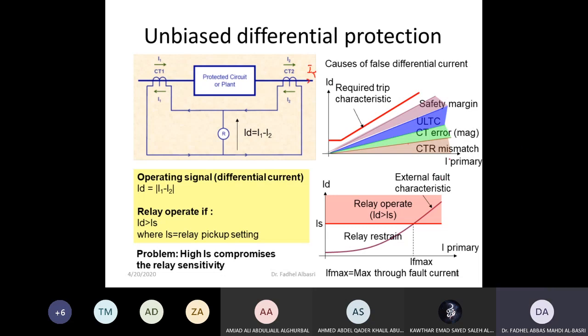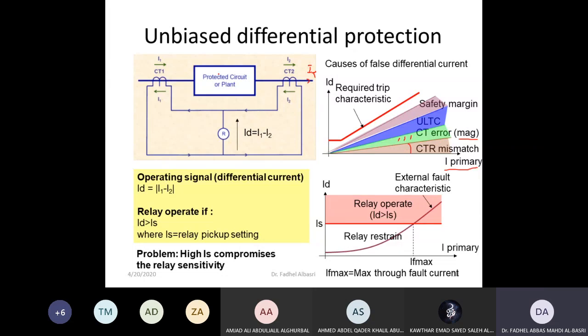So I primary, or the average of I1 and I2 on the primary side, we call it this. As this increases, the error difference increases when the two CTs are not exactly matched. This is called CT mismatch, CT ratio mismatch. We have another error due to the magnetizing characteristics. When the magnetizing characteristics of these CTs are not matched, you have this green area error.